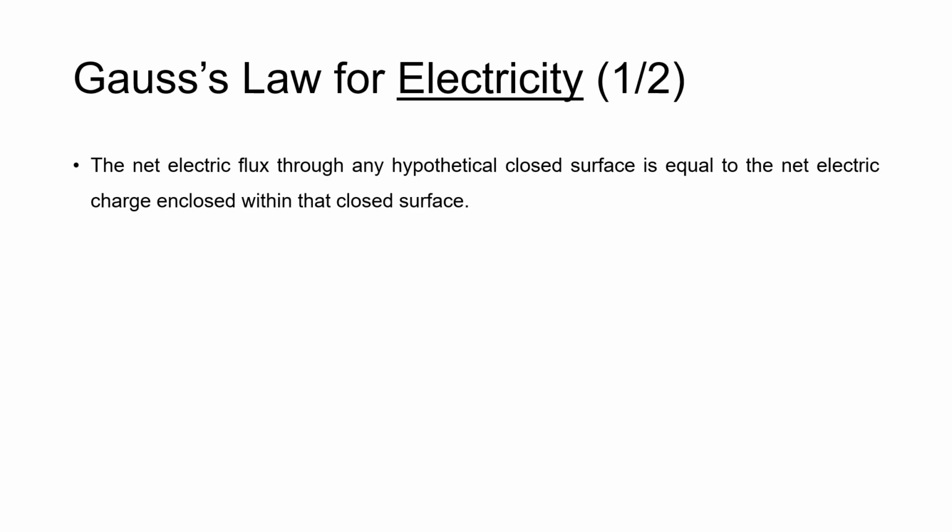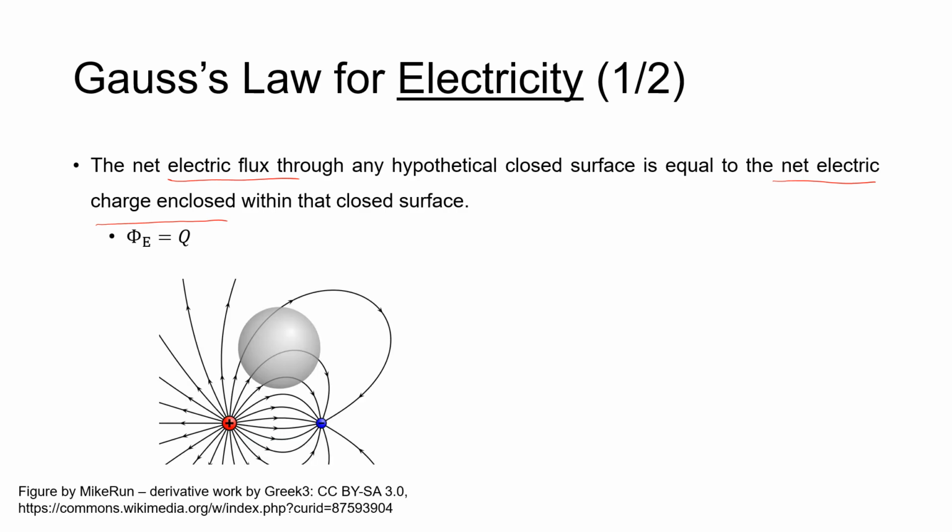So let's move now to Gauss's law for electricity, which states that the net flux through any hypothetical closed surface is equal to the net electric charge enclosed by this surface. So the net flux phi E in this case is equal to Q. And let's clarify this one.